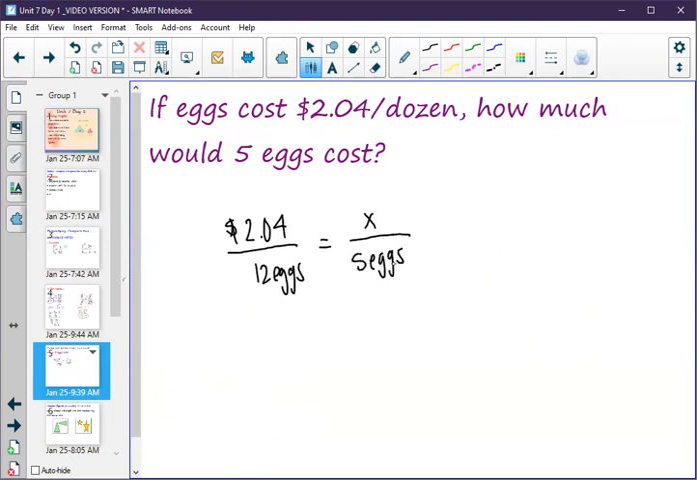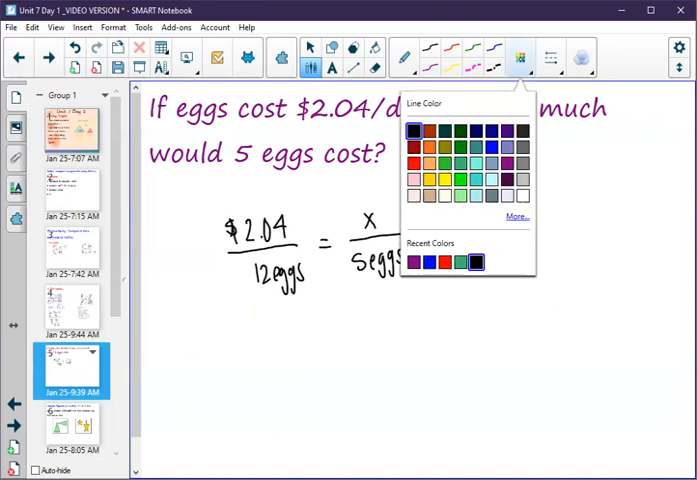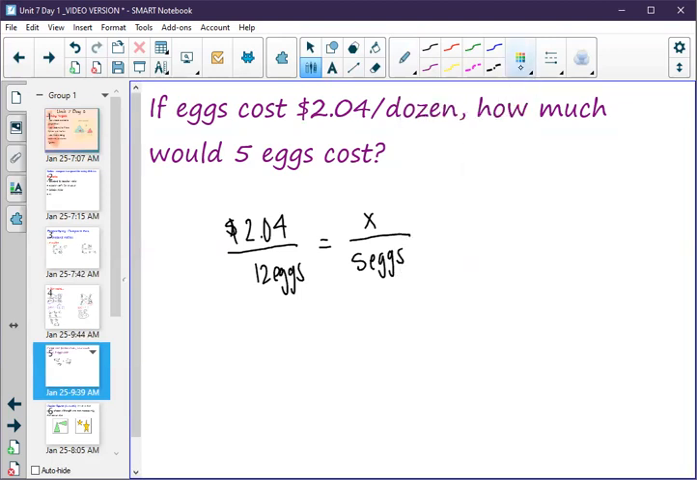Notice here when I set up my proportion, I was consistent. That is the most important thing here. You have to be consistent. Since I put dollars on top of eggs on the left side, I need to have dollars on top of eggs on the right side. It has to stay consistent.